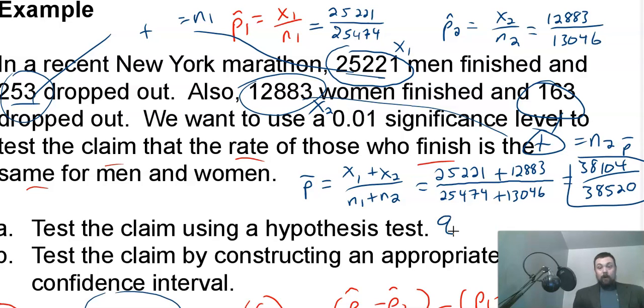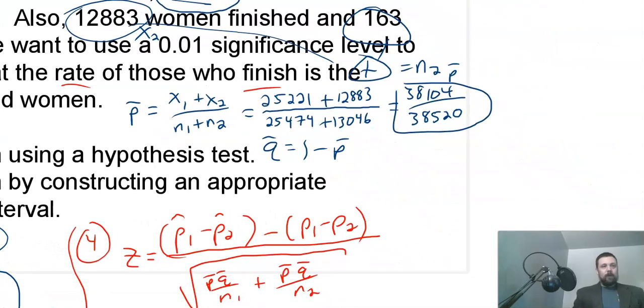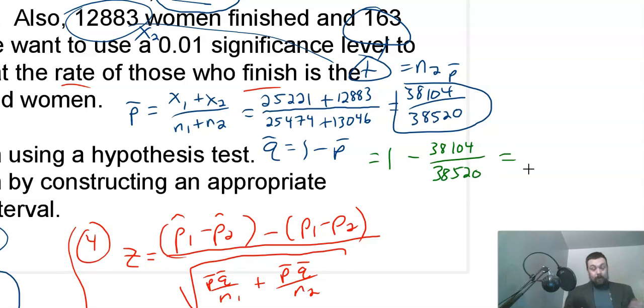Now to calculate Q bar, it's going to be 1 minus that, 1 minus P bar. So that's going to be 1 minus 38,104 over 38,520. Again, let's use our shortcut that I introduced earlier in the video. Take the denominator, which is 38,520, minus the numerator, which is 38,104. And that gives me 416 over the denominator of 38,520. And that's going to be the value for Q bar.